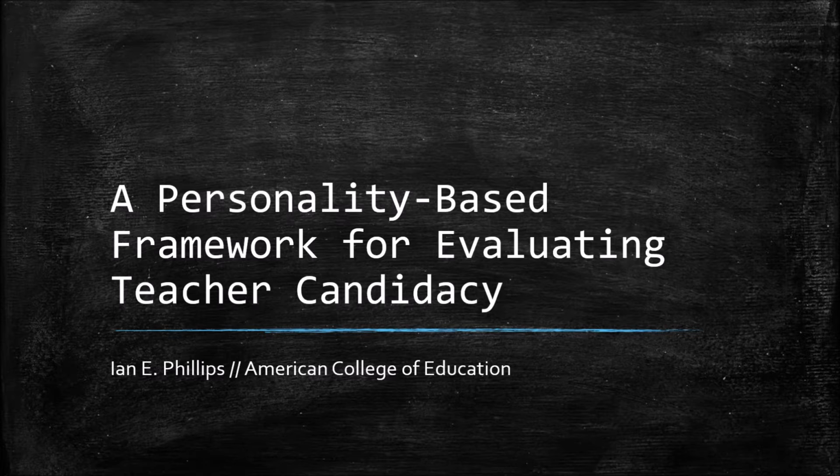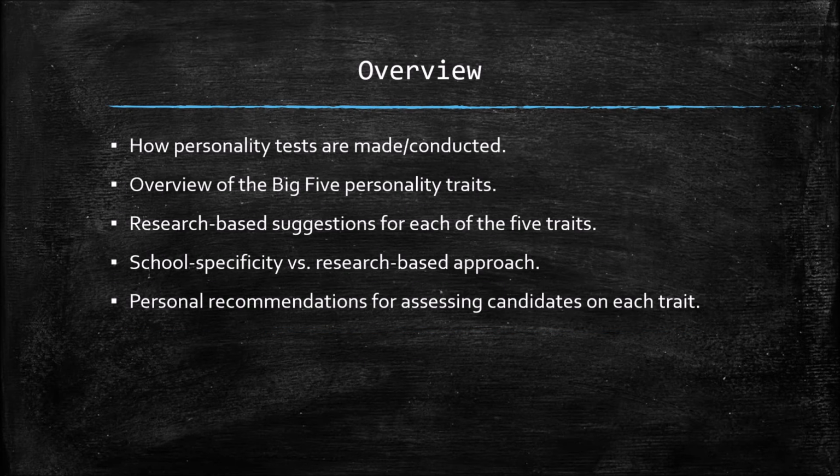So having said that, we're going to get into it today, and we got a little overview slide here, and the first thing that we're going to be talking about is how personality tests are made and conducted, right? So we're going to go over what are the steps that are taken to make a personality test, and how do we even know that they're accurate in some ways, right? So I think we might discuss that a little bit. We're going to overview the Big Five personality traits.